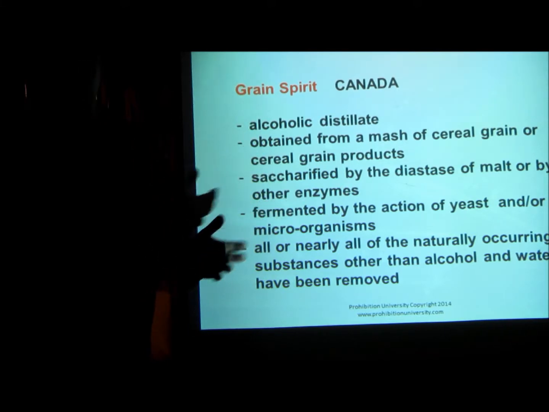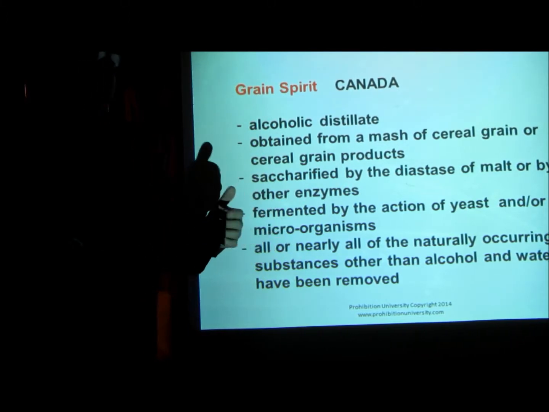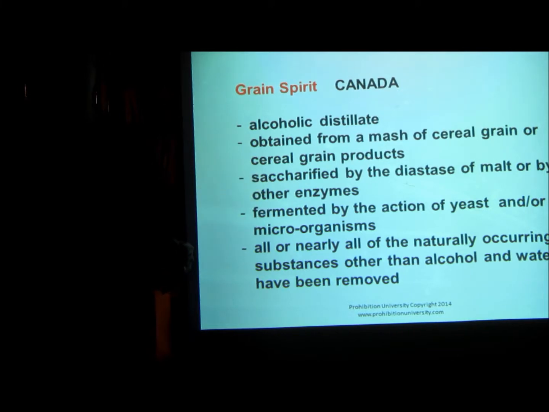Really what that means is if you're using malted barley or malted wheat, there are enzymes in that malted barley that will convert the starch into sugar. If you're not using a malted grain product, you may have to add other enzymes, artificial enzymes, and that's okay by definition. You can do that. You have to ferment by the action of yeast or other microorganisms.